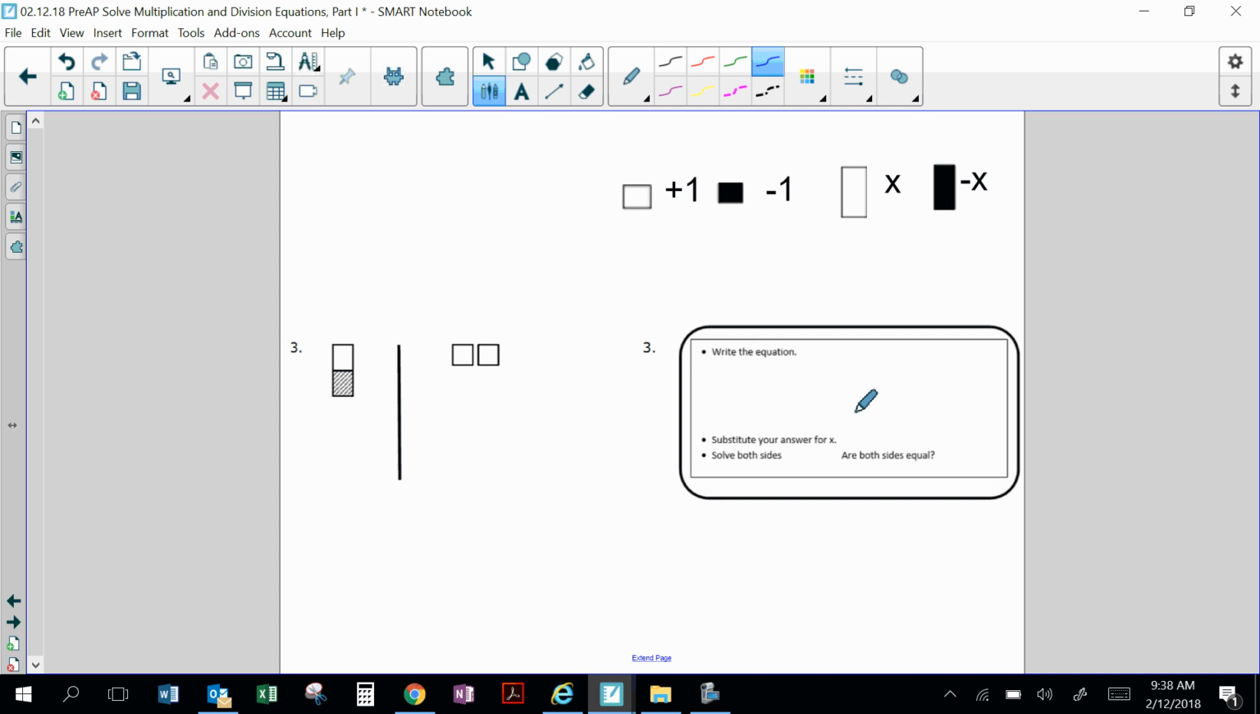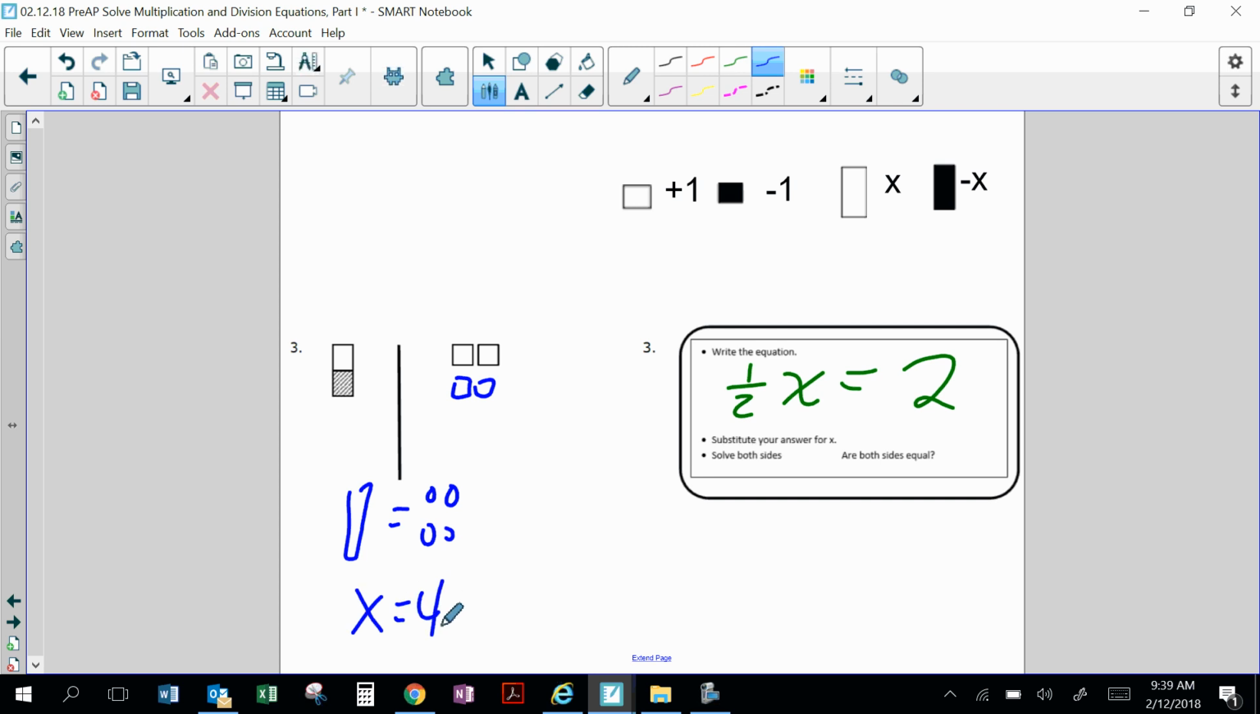Number 3 now. So let's translate this model into an equation. What did they do to this x? They seem like they cut it in half. Half of x equals 2. So now let's draw this. If this upper half is 2, what would the bottom half be? 2. So full x will be 4. x equals 4.